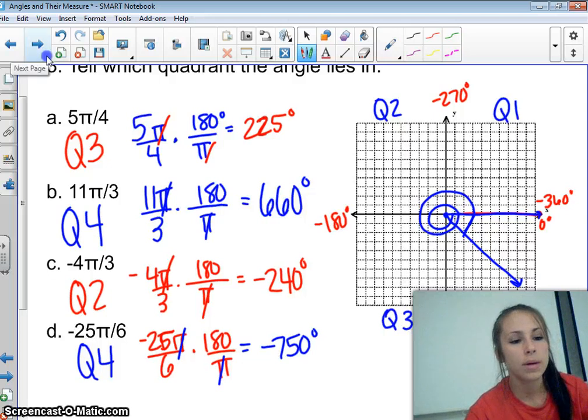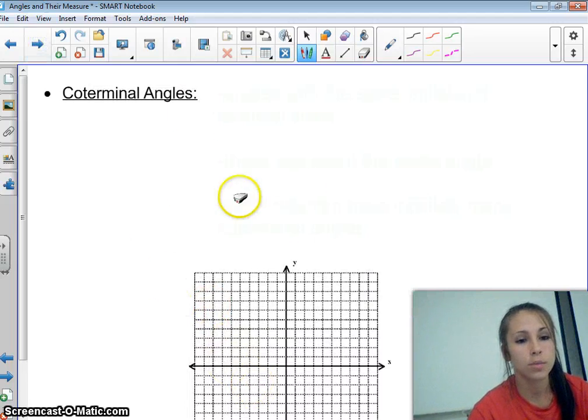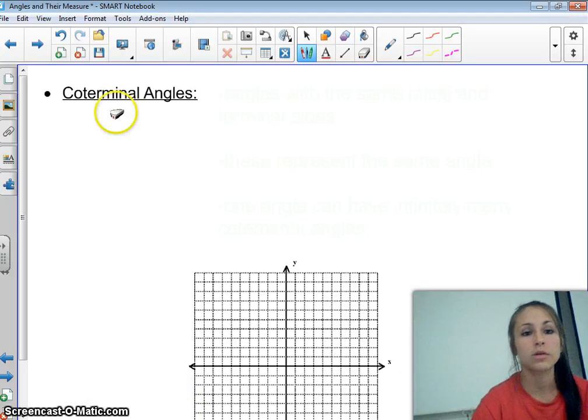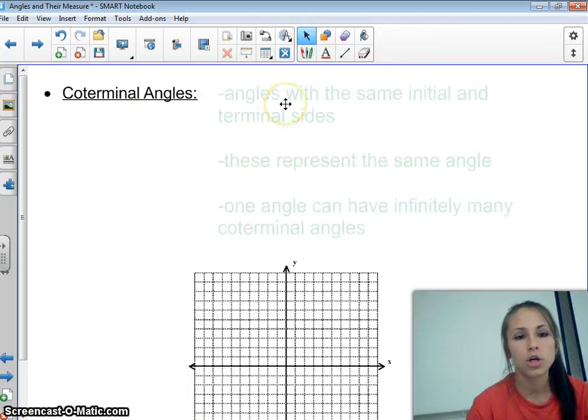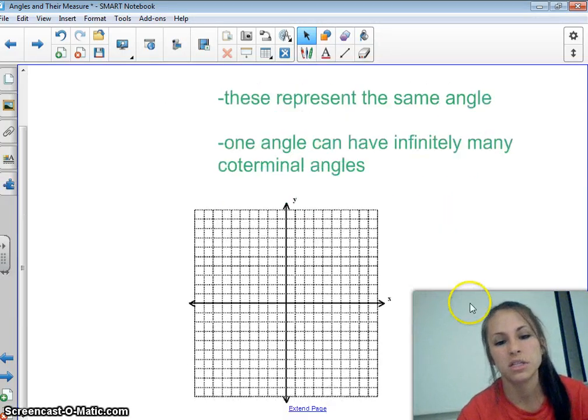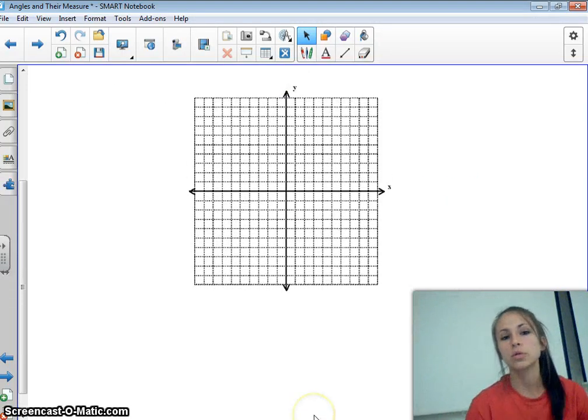Now, we want to talk about that slide that we skipped just a bit ago, and that is the coterminal angle slide. Alright, so the definition of coterminal angles, these are just angles with the same initial and terminal side, so the same starting and ending side. So the main thing that you need to know is these represent the same angle, okay? One angle can have infinitely many coterminal angles. And so let's just look at an example with angles that would have the same initial and terminal side.